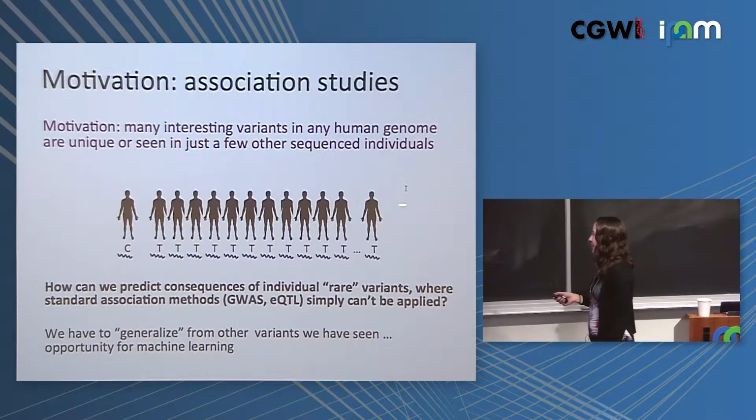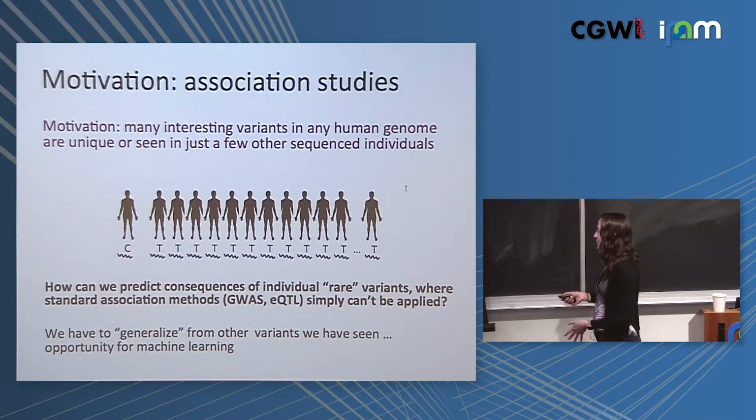But as I said, many interesting variants in your genome, and actually many of those that might be most important for disease risk, are going to be rare. So we can't perform these standard association methods in either disease or expression studies. So what do we do? Just to preview this, we're going to have to generalize from other variants we have seen before. So this is a perfect opportunity for machine learning.